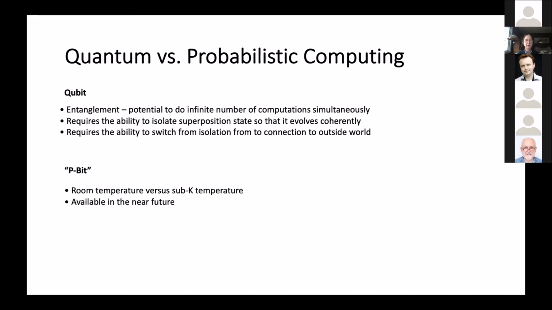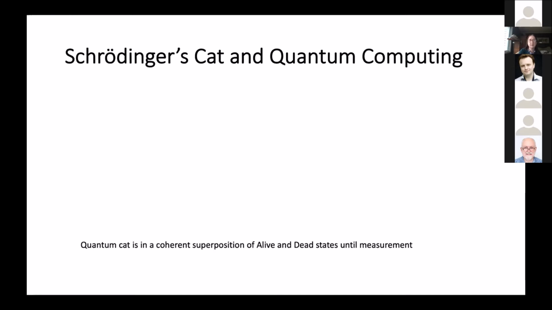In contrast, I would say the probabilistic bits, or P bits, as Supriyo Datta has designated them, are very close to being reality and being something that we could take advantage of. They would work at room temperature, so you wouldn't need liquid helium. And I think the technology is there, or is very close to being there. So a lot of, not everything, but a lot of things that can be done with quantum computing can also be done with probabilistic computing.